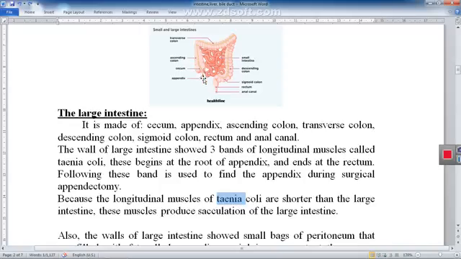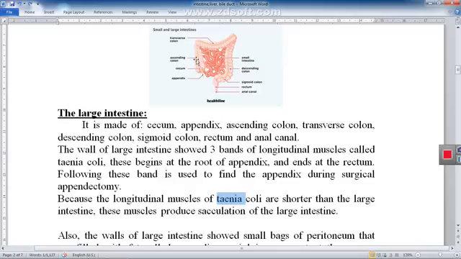The appendix does not contain longitudinal bands because the longitudinal muscle in the appendix surrounds all the wall of the appendix. They do not form three bands, but the three bands are formed at the cecum, at the root of the appendix, and then these three bands continue in the cecum, ascending colon, transverse colon, descending colon and sigmoid colon. But again, in the rectum there is no taenia coli because in the rectum the longitudinal muscles surround all the wall. These longitudinal bands, the taenia coli, are shorter than the length of the large intestine, and that leads to the formation of lobulation of the large intestine.